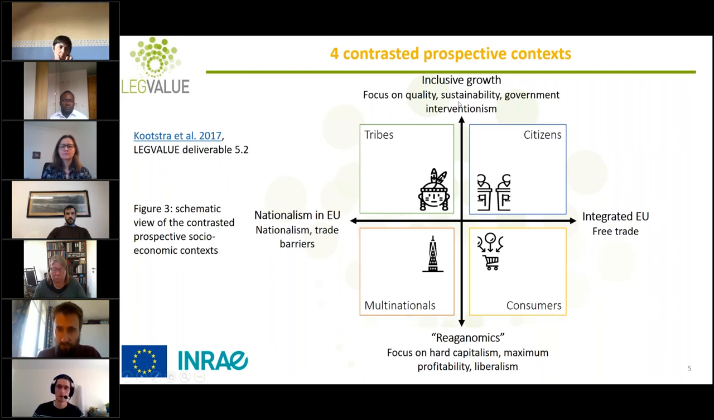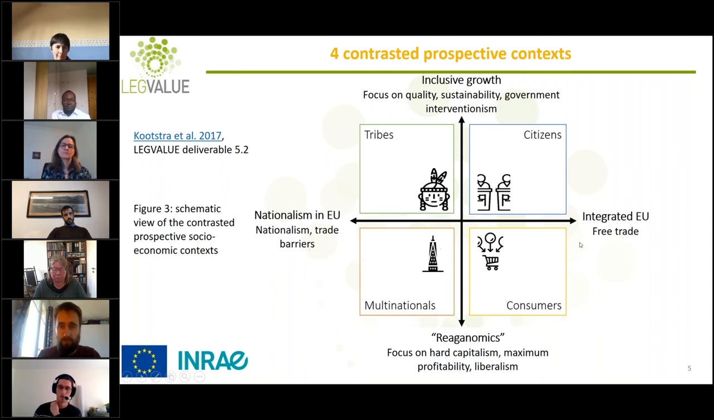On the top, you have the tribes and citizen contexts, which promote inclusive growth. The tribe context is more focused on nationalism with trade barriers, and citizen has more free trade rules. On the bottom, you have the complete opposite with multinational and consumer contexts, which are more focused on what we call Reaganomics, which is hard capitalism, maximum profitability, no environmental concerns. And again, you have a gradient of freedom given to trade.